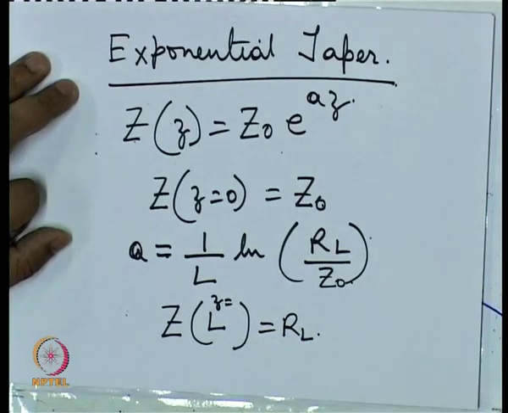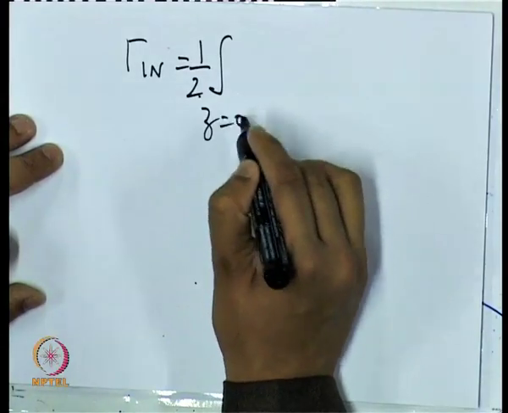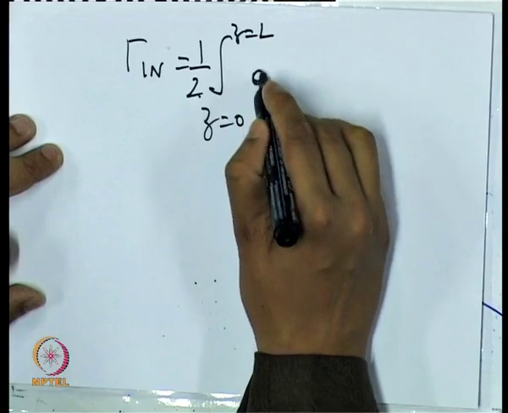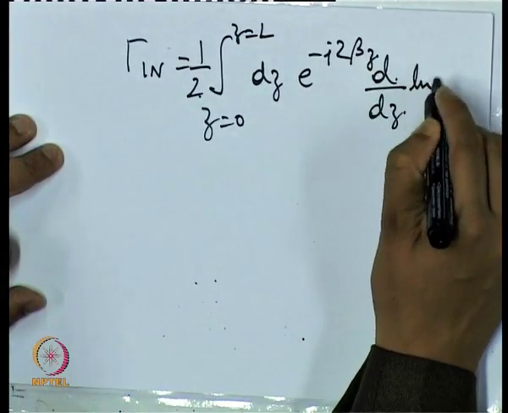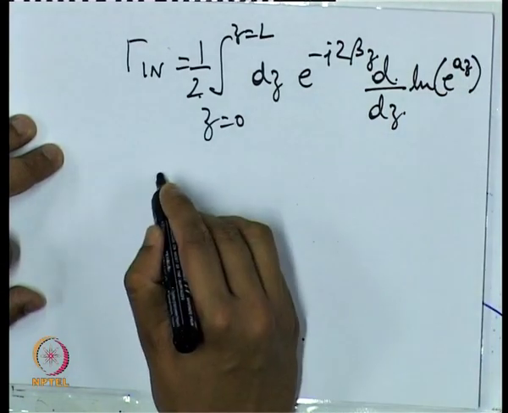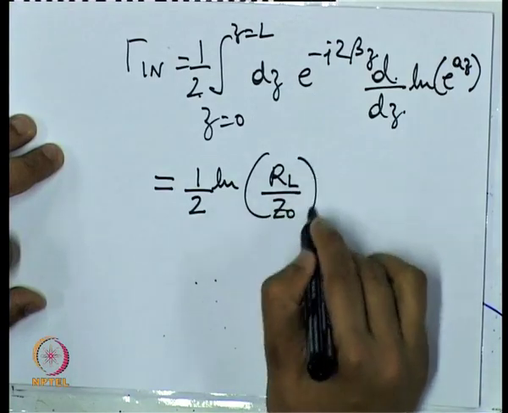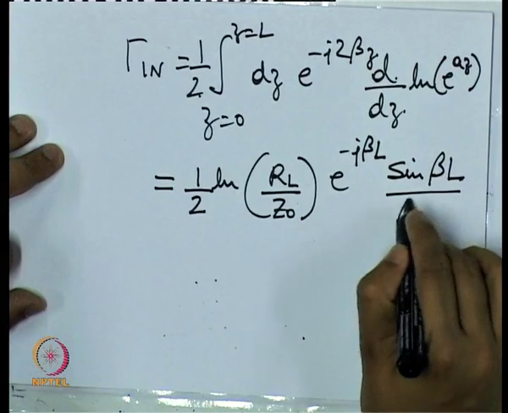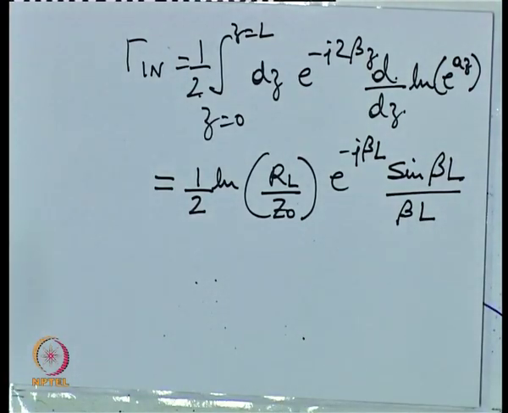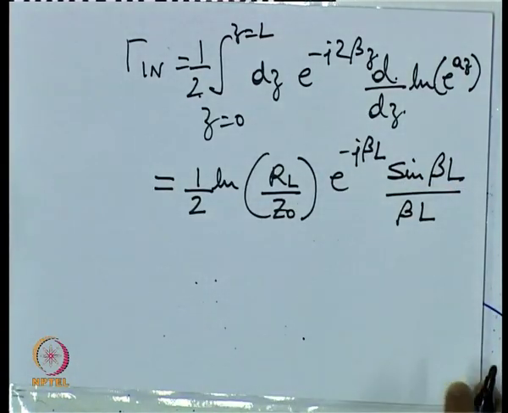So, now using this formula, if we try to find out an expression for the gamma in, the gamma in value is found using the integral expression that we had described earlier just a few moments ago. So, this is the expression for the input reflection coefficient of an exponential taper.